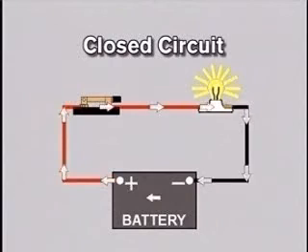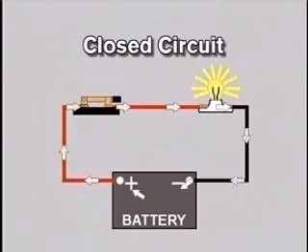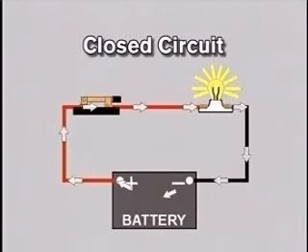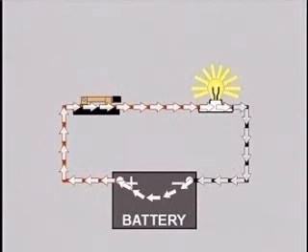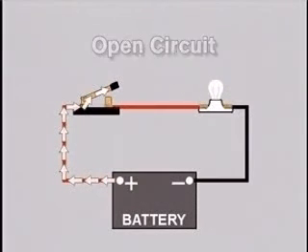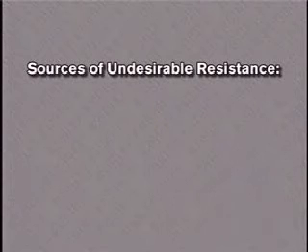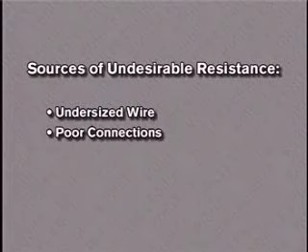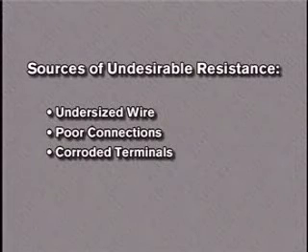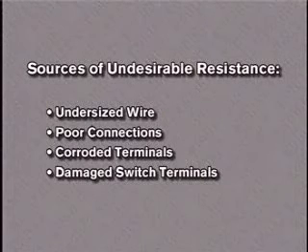A circuit with low resistance that allows current to flow easily is said to be continuous or closed. Another way it is often stated is that a closed or complete circuit has continuity. A circuit with very high or infinite resistance, such that no current flows, is an open circuit. It will not have continuity. Some elements in a circuit may have undesirable resistance, which is reducing current flow and circuit performance. Examples are undersized wire, poor connections, corroded terminals, and burned or glazed switch contacts.